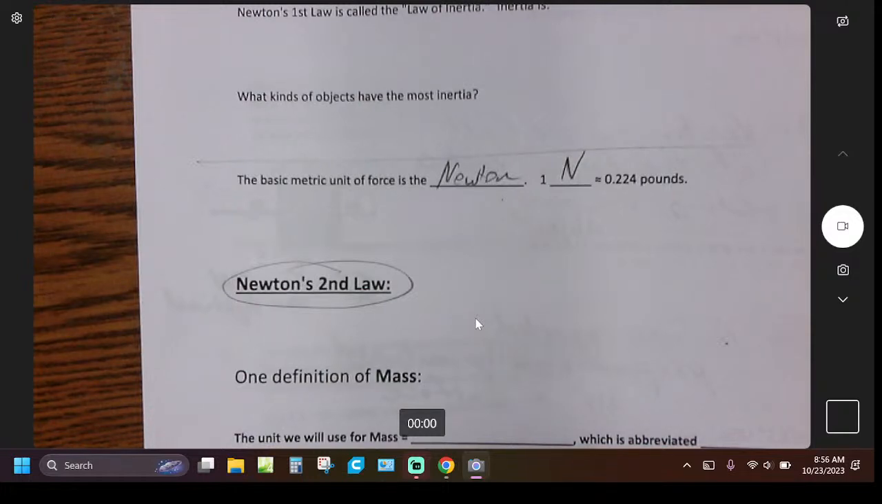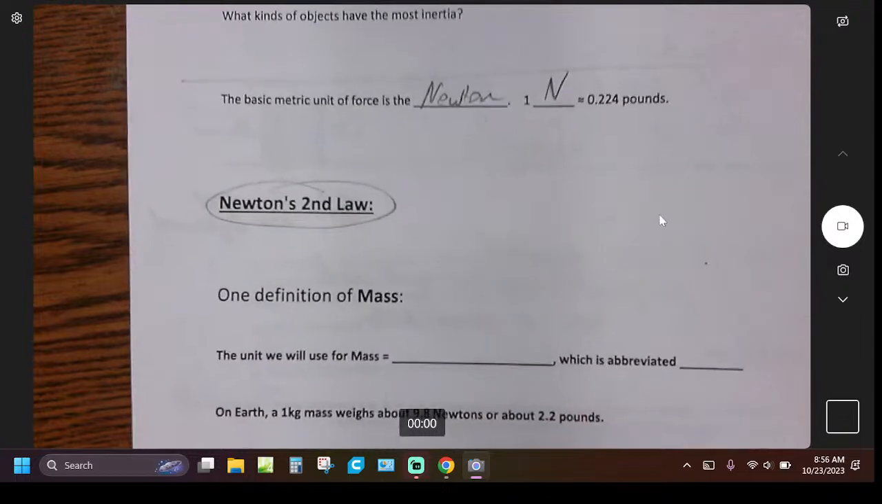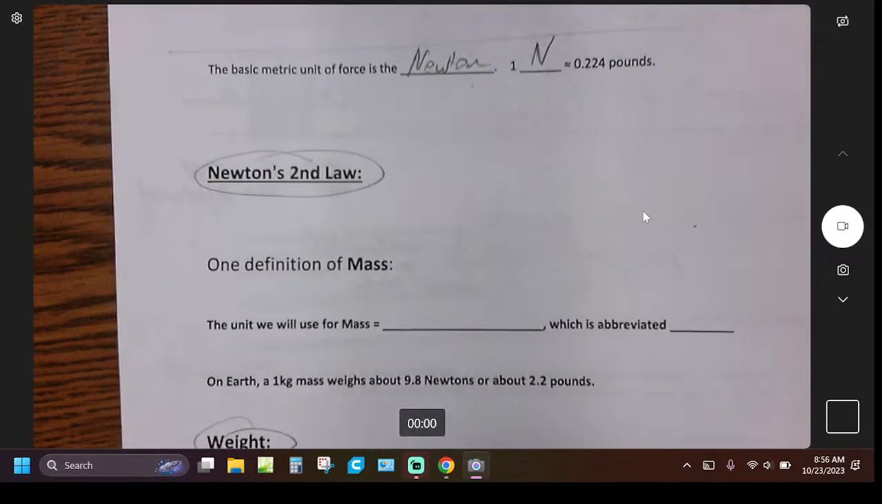Yeah, Ken? Is there any relationship between the 0.224 and 2.24 meters? I don't think so. Oh, yeah. No. It's just other than similar numbers.